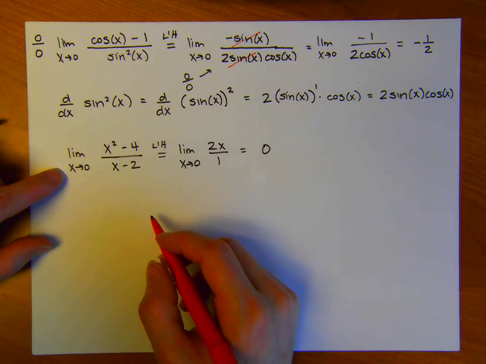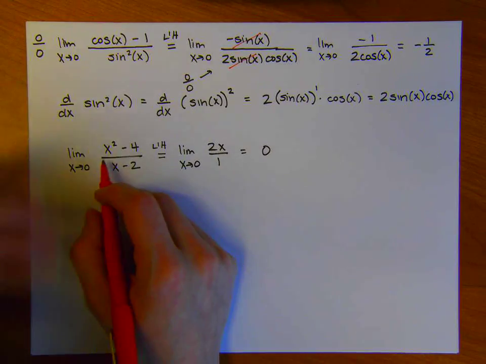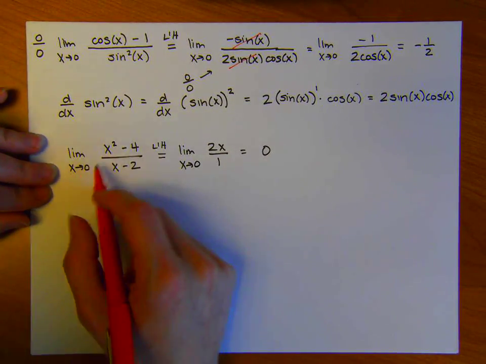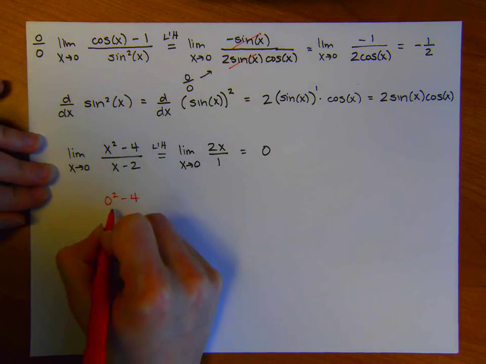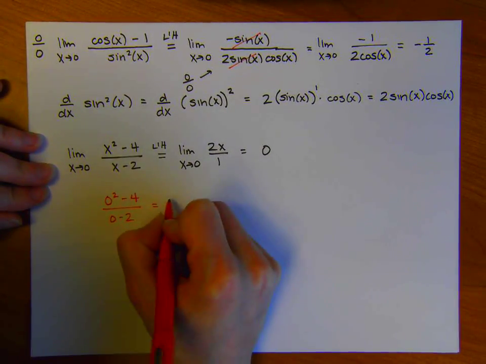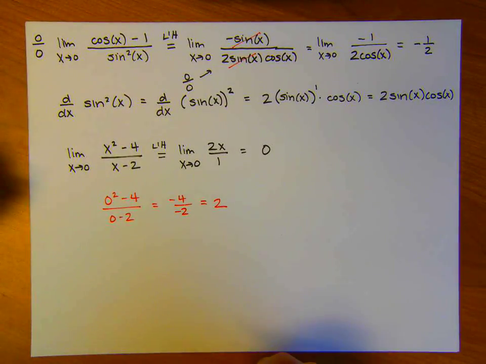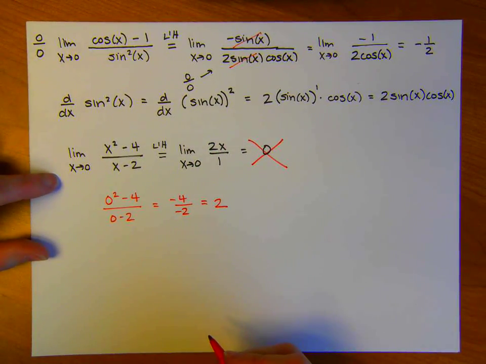Okay, let's take a look back at what we had. Notice if I plug in 0, this function is continuous at 0, right? Because if I plug in 0, I get 0 squared minus 4 over 0 minus 2, negative 4 over negative 2, that is 2. Okay, so clearly this is not actually the limit, right?